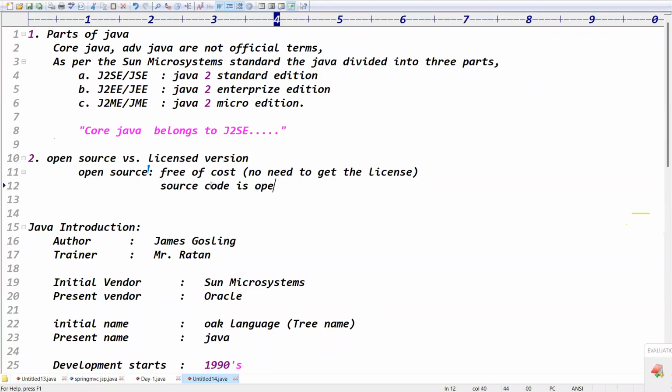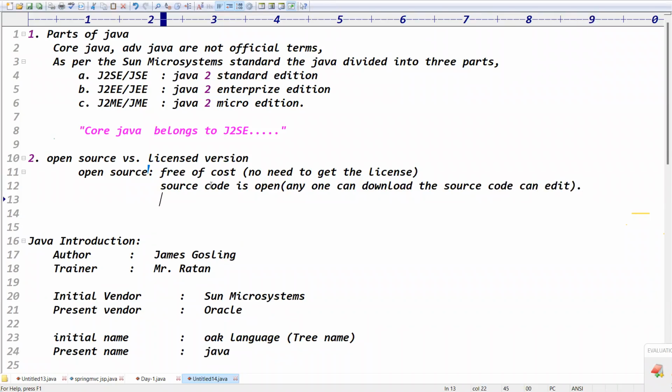Source code is open, right? Source code is open means anyone can download the source code and can edit the source code. The name itself is saying open source. Open source means source code, nothing but Java code, the code written by James Gosling. Source code is open, guys. Anyone can download the source code and can edit the source code.